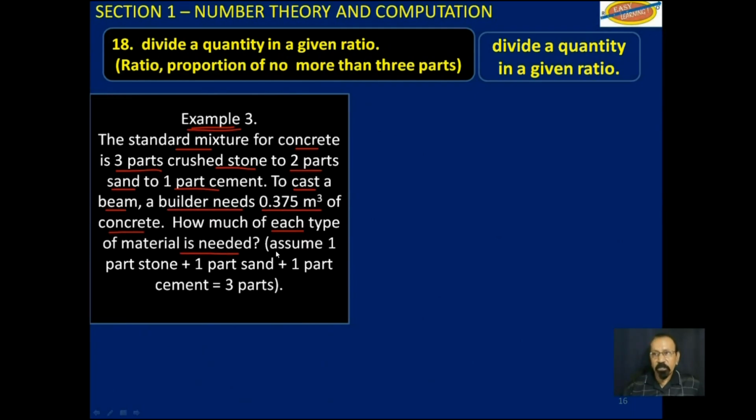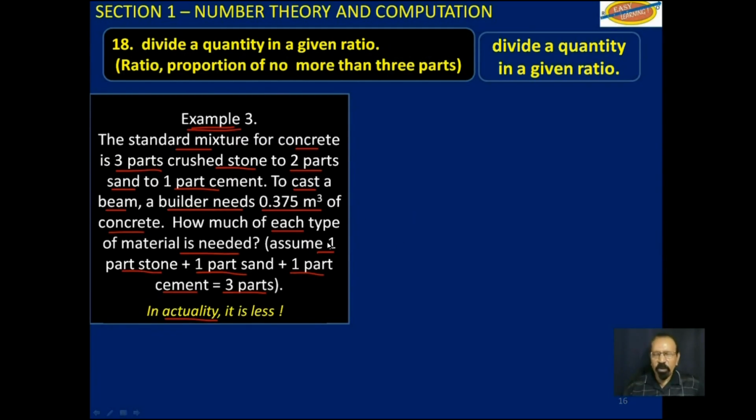And you are told to assume that 1 part stone plus 1 part sand plus 1 part cement equal 3 parts. In real life, that's not so. Actually, it is less because the stones don't fit neatly to each other. There are spaces in between, and some of the sand and some of the cement go into those places. So 1 plus 1 plus 1, in this case, will be less than 3. But never mind that. We are told to assume that 1 part stone plus 1 part sand plus 1 part cement is equal to 3 parts.